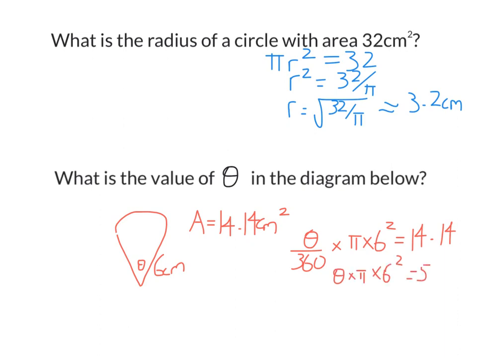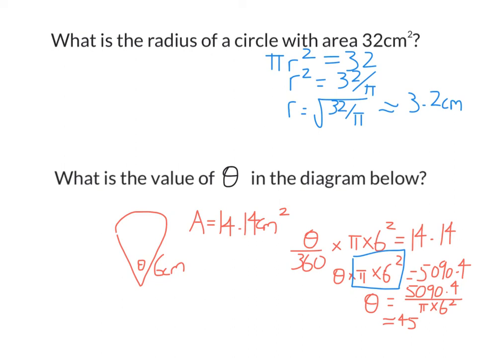So I get on this side 5090.4. So to find what theta is, it's just being times by pi times 6 squared. So all I need to do is divide each side by that. Theta will just be 5090.4 divided by pi times 6 squared, and I can put that straight on my calculator. And the answer I get is about 45 degrees.